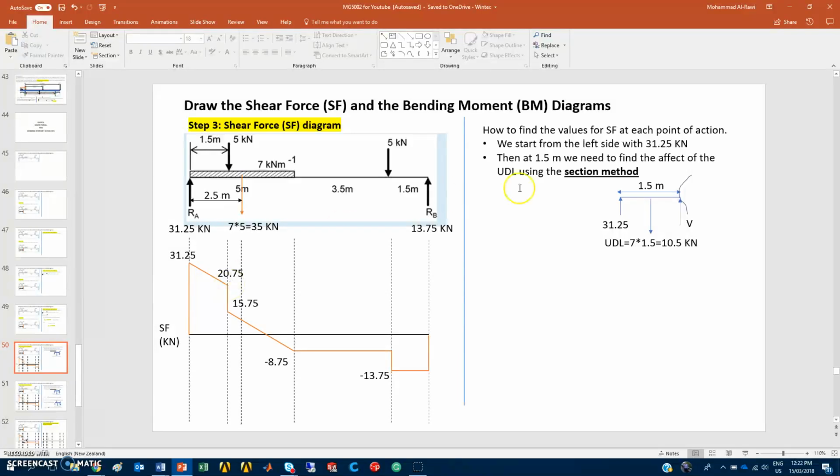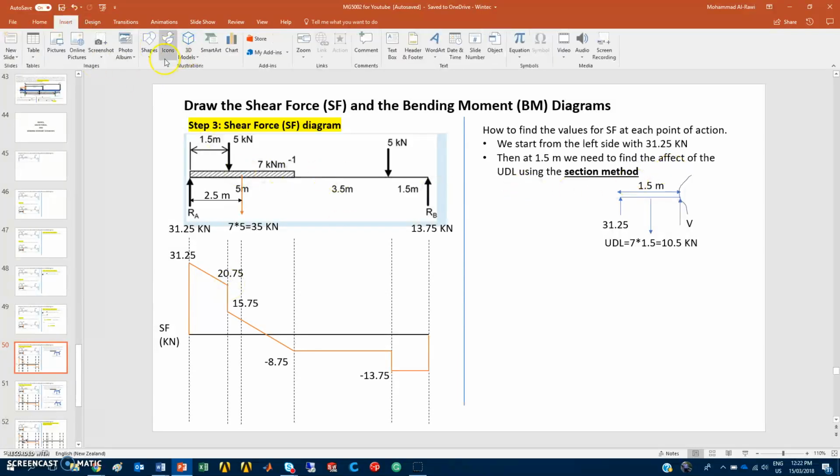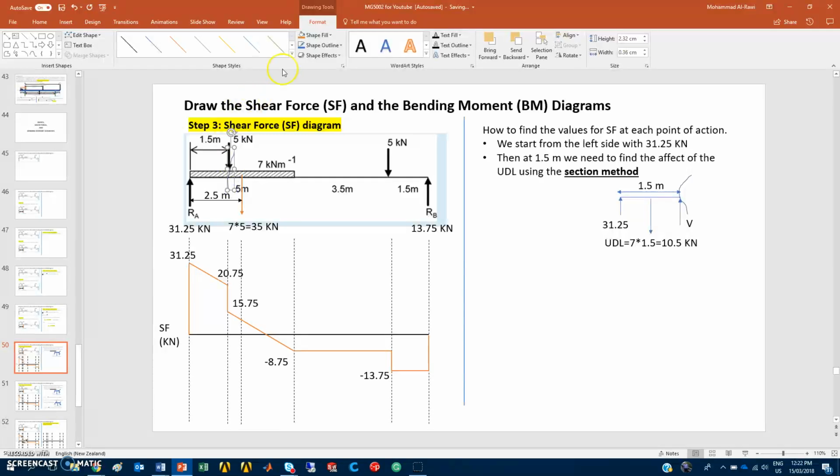How can I resolve that? I need to use the section method. So I will draw a section at that point. When I take that section, the 5 kilonewton load is not included. I have only the 31.25 and the weight of the UDL up to that section, and replacing that section we get the shear force value V. The UDL portion results in 10.5. So you have 31.25 minus 10.5, which reduces to 20.75. So that line is here.